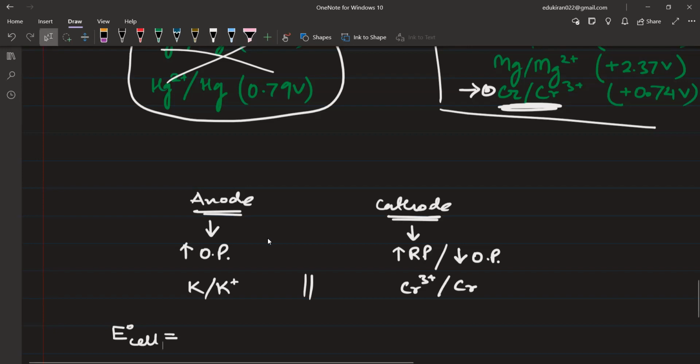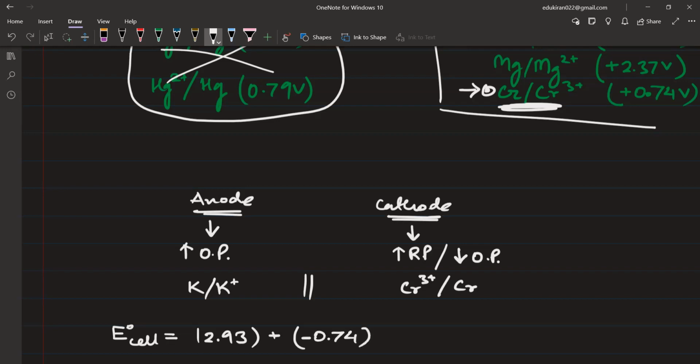Now, K to K plus, it is giving me electricity, yes or no? How many volts? 2.93. Very good. Now, this is E naught oxidation plus whatever the E naught of reduction is. Now tell me, Cr3 plus to Cr, is it giving me electricity or does it need electricity? It needs electricity. How much? 0.74. Correct. Now, because it is taking electricity, it will be minus 0.74.